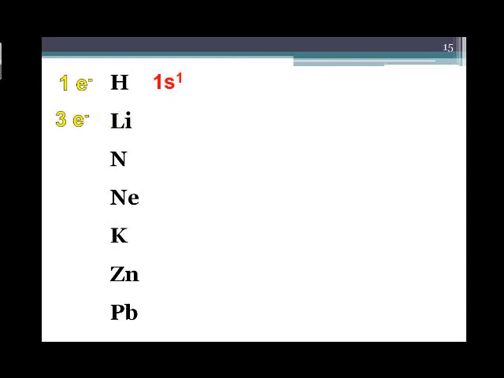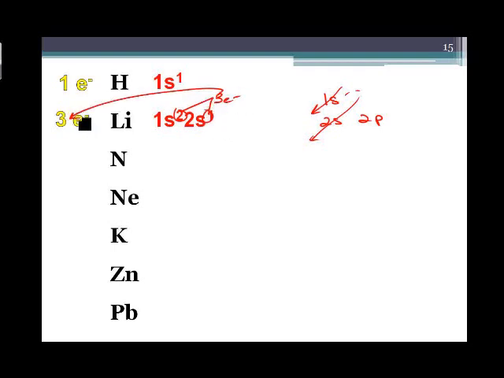Lithium has 3 electrons. So following our diagonal rule, we can fill the 1s with 2 electrons. Then we need to fill the 2s with just 1. We've placed 2 plus 1, we have 3 total electrons. So we're done. What about nitrogen?